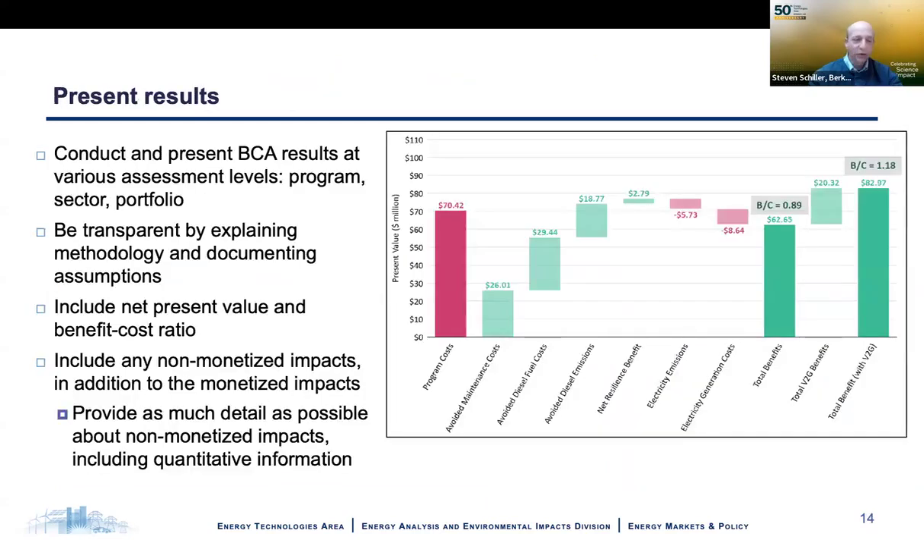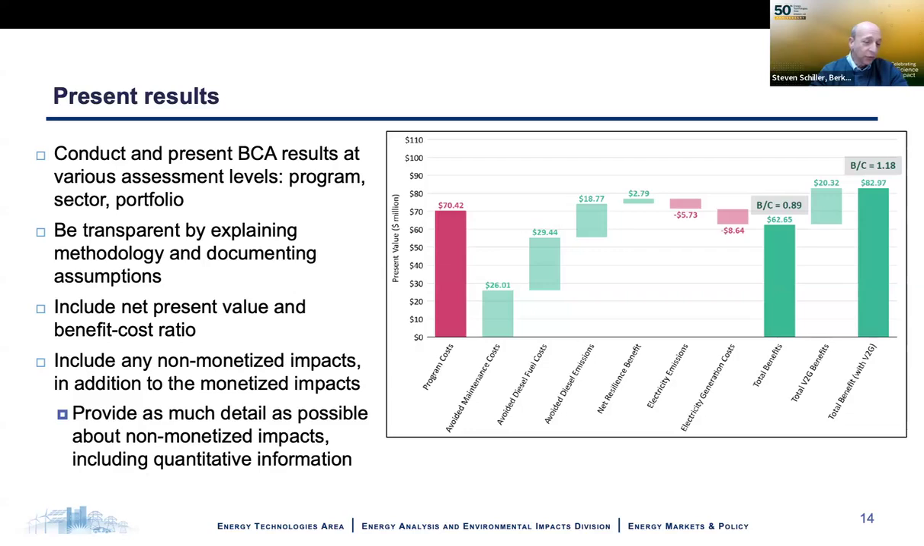Presenting the results, again, here are just examples of ways you can present the results. You want to be transparent and explain the methodology, documenting the assumptions, giving some indication of the certainty associated with the numbers, because that affects the decision makers. They're going to realize there's some uncertainty, and the more specific you can be about that, the more confidence it gives in the results that you're presenting.